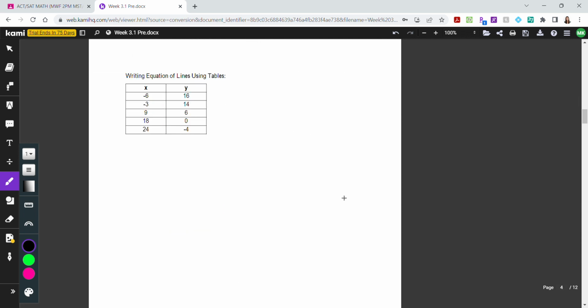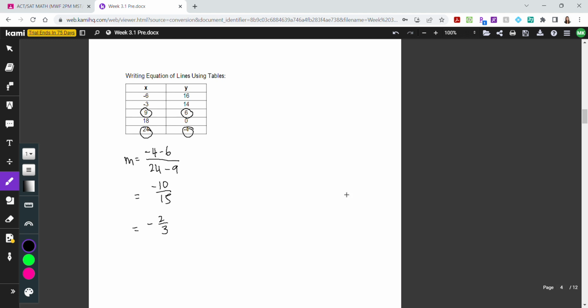Now the next thing that we have is writing equations of lines using tables. If you're given points on a table, make sure that we pair them up correctly. First thing we need to do is find the slope. So I'm going to take these points. All right, so I am going to have negative 4 minus 6 divided by 24 minus 9. That's going to give me negative 10 over 15, which after we simplify is again going to be negative 2 over 3.